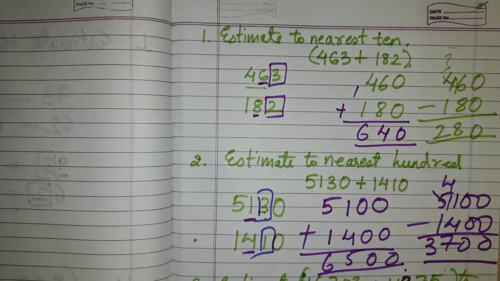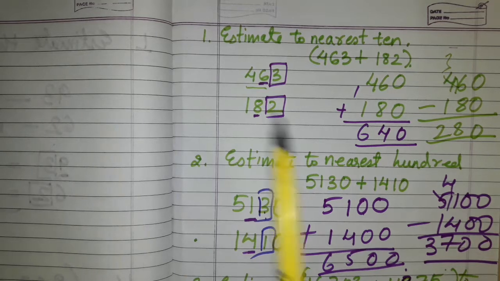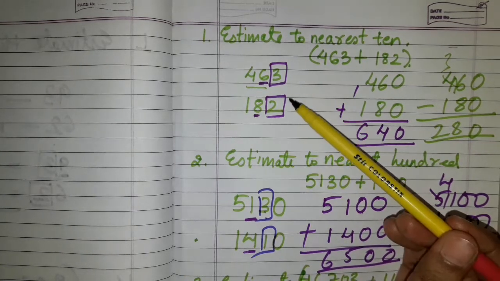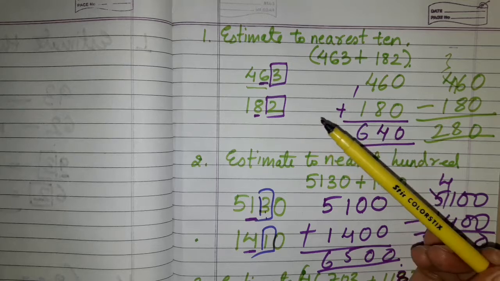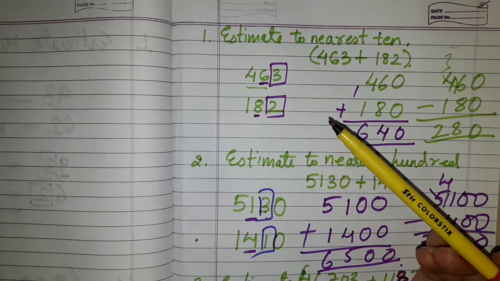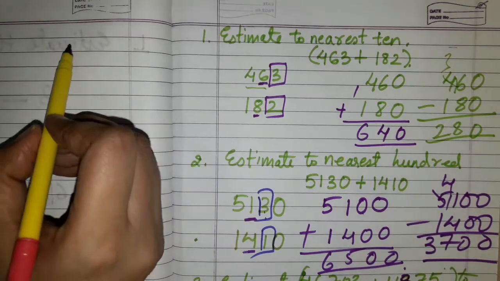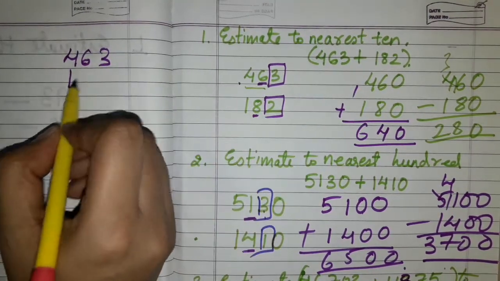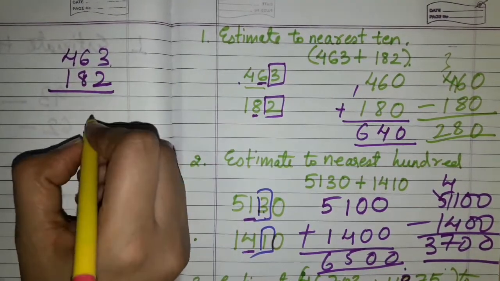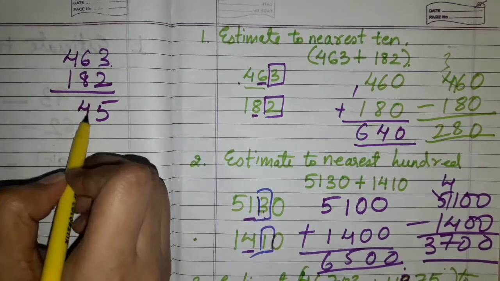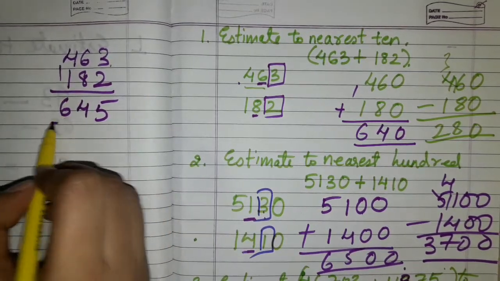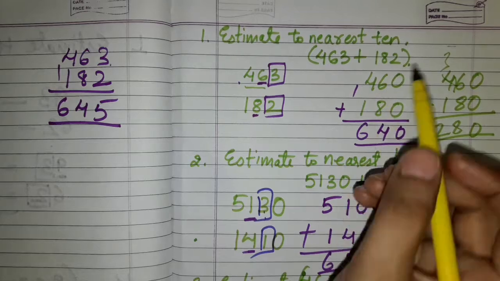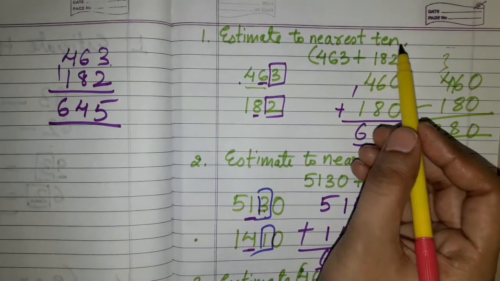Now here you have to be extra careful. Follow the method which I have told you. If you try to add these two numbers first and then round off the answer, it will give you a wrong answer. Let's see this case. 463. Let's see the same. 182. 5, 4 plus 6, 10. This will be the number, and we have to round off to which place value? Tens place value.